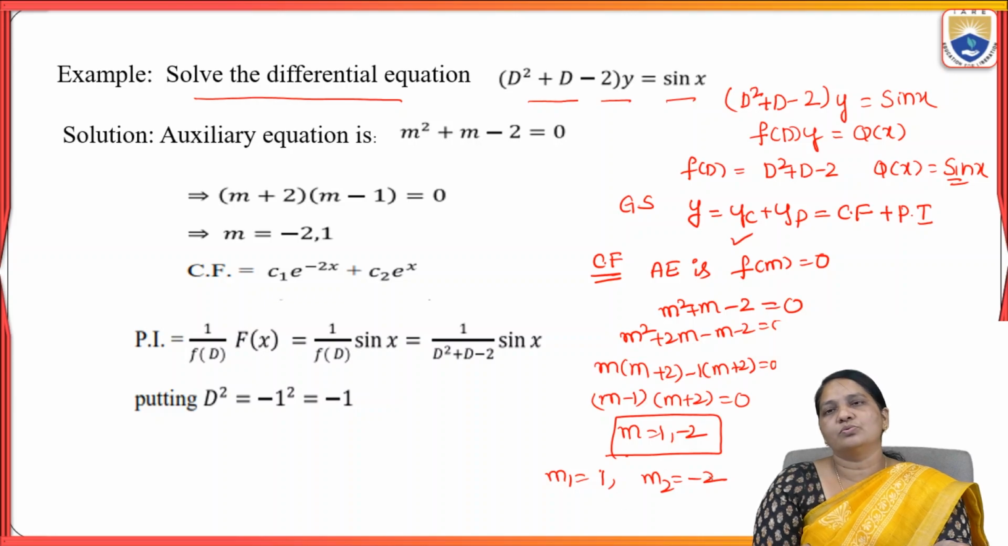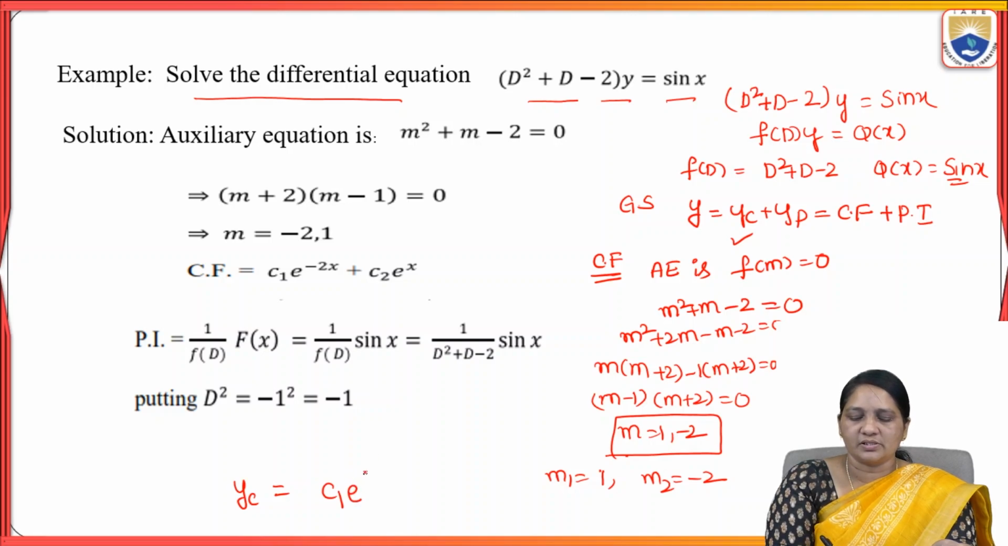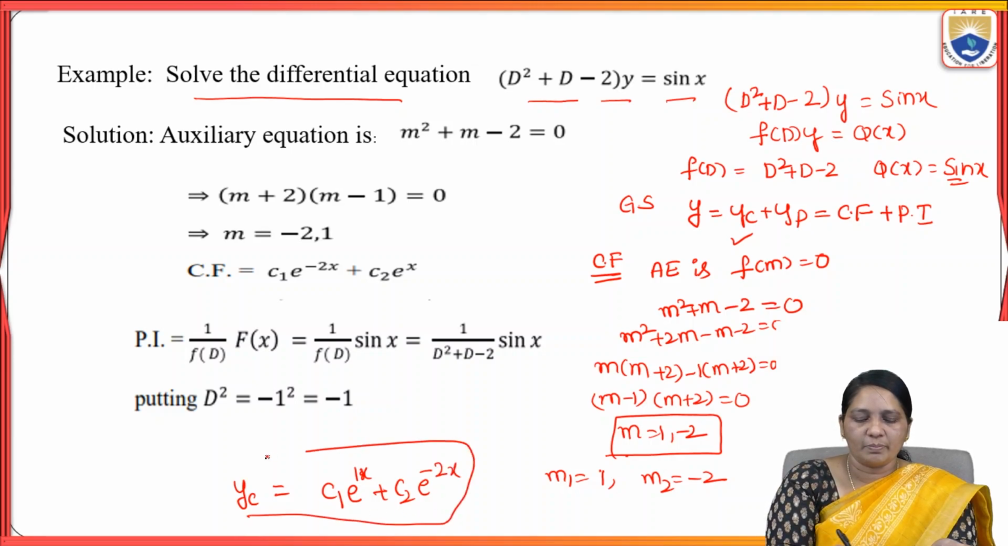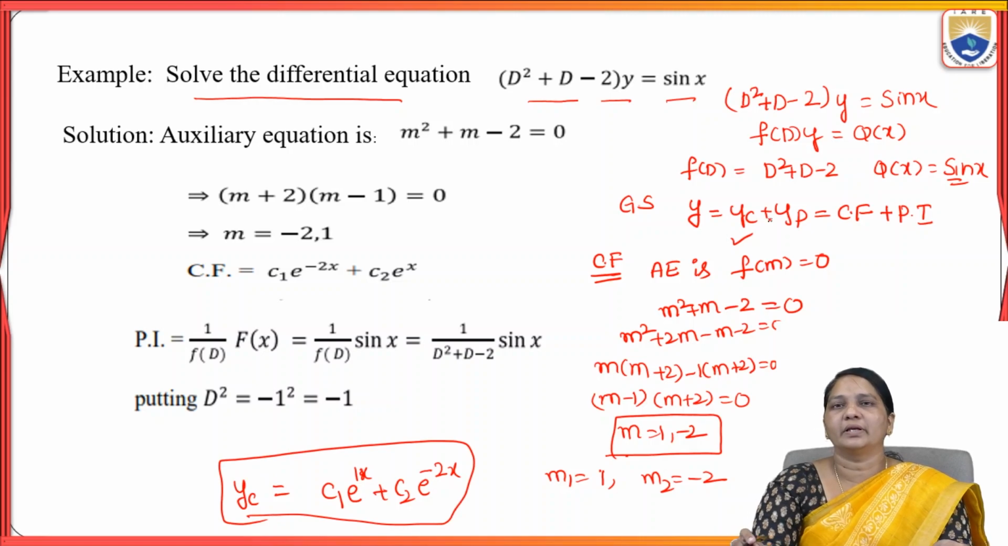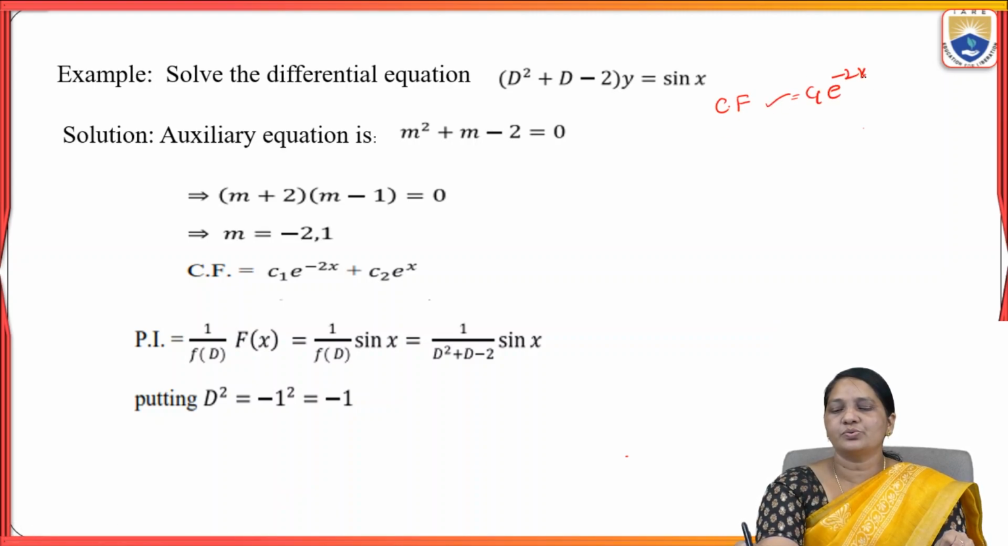According to these roots, we are going to calculate the complementary function. Here these two roots are real and distinct. So the complementary function yc equal to c1 e power m1 x, that is, m1 value is 1, so e power x, plus c2 into e power m2 x, that is e power minus 2x. So this is our complementary function. The first step is completed. After calculating the complementary function, that is c1 e power x plus c2 e power minus 2x, we are now going to calculate the particular integral.